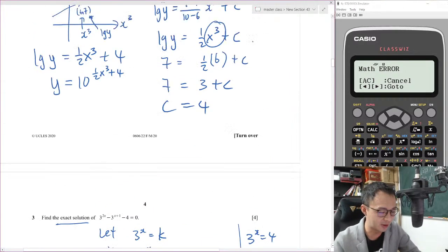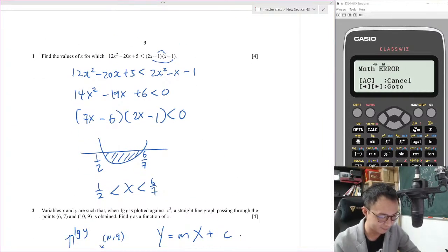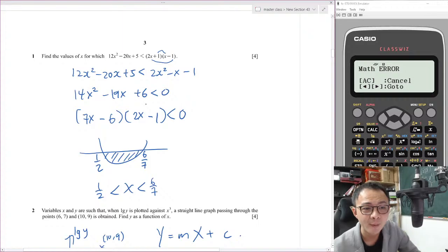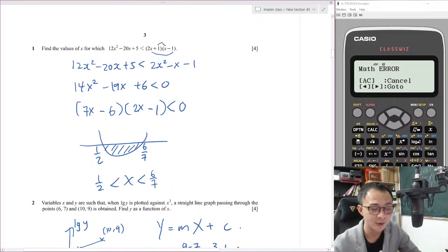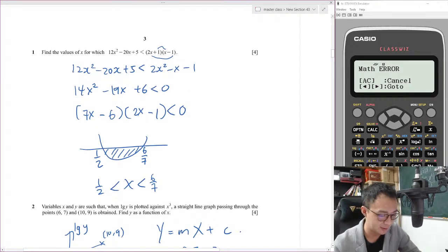Go up to question 1. What's wrong with question 1 here? 12x squared minus 20x plus 5. Is it 2x squared minus 2x minus 1x minus x minus 1? 14x squared plus 1. Yeah. Is there any problem for question number 1 for Alvin? Oh yeah. It's minus 2, right?